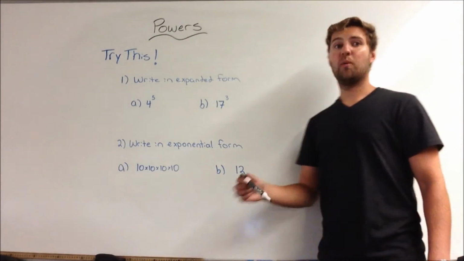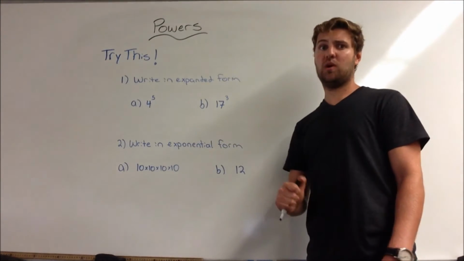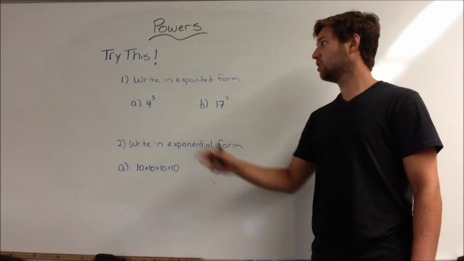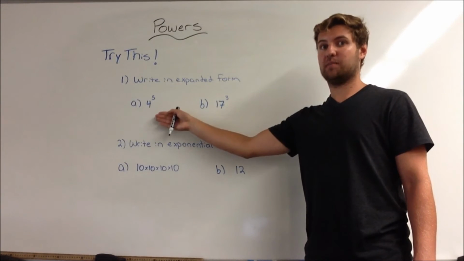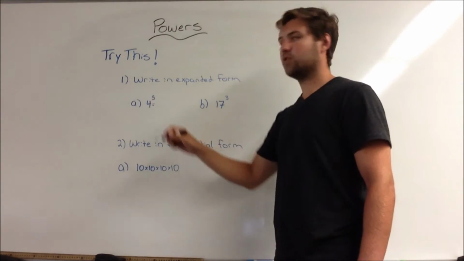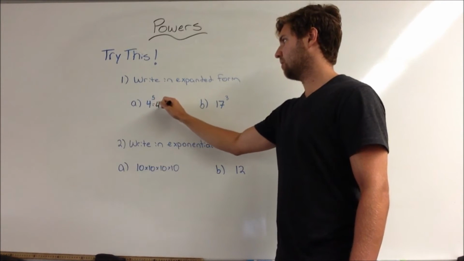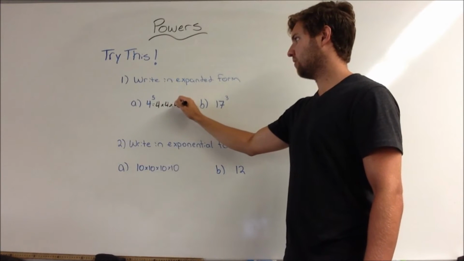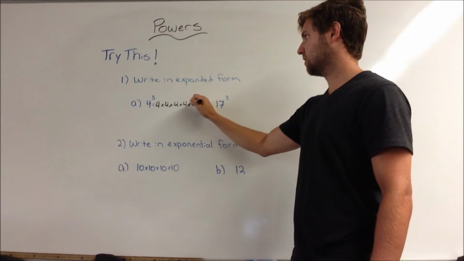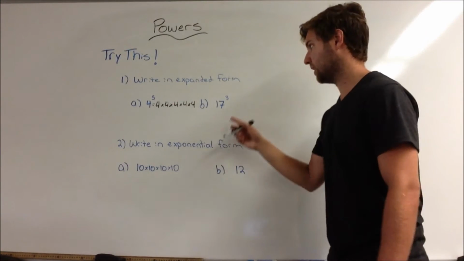Alright, hope you've had a chance to try these. Now let's take them up. Question number 1 wants us to write them in expanded form. So we're given an exponential form, or written as a power. We'd like to break it open and expand it. So we have 4 raised to the exponent 5. So remember that means 4 multiplied 5 times. So we have 1, 2, 3, 4, 5 4's being multiplied.